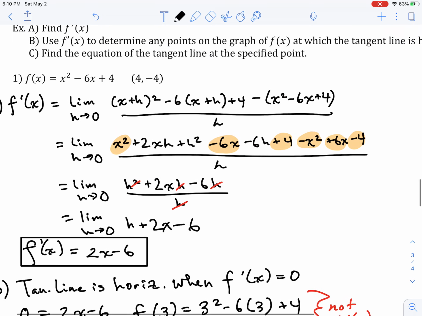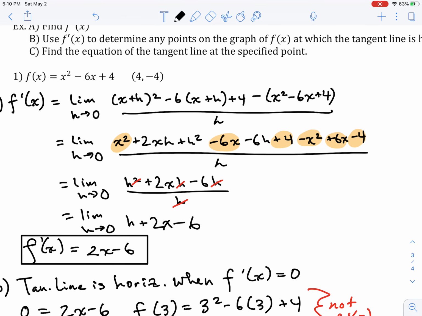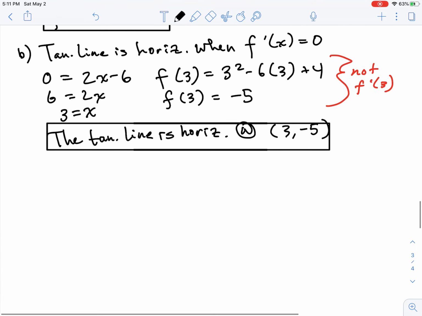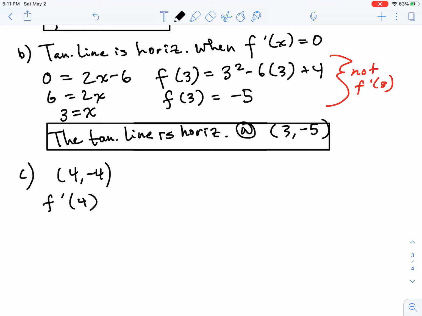Okay. Now let's move on to our final part. And our final part was to find the equation of that tangent line at the specific point. The specific point that they're giving us is 4, -4. So at 4, -4, let's find the equation of our tangent line. So we're going to need a couple things. First, if it's a tangent line and we're finding its equation, we need its slope. So the derivative evaluated at 4 gives us the slope of our tangent line at that point, 4, -4.